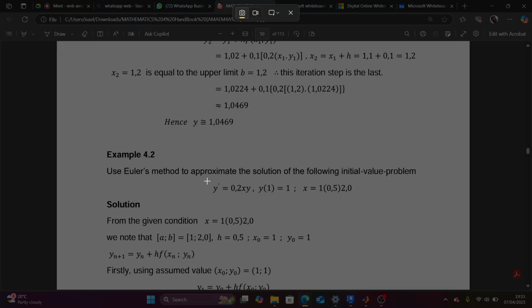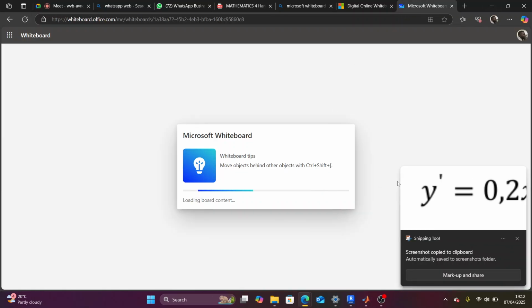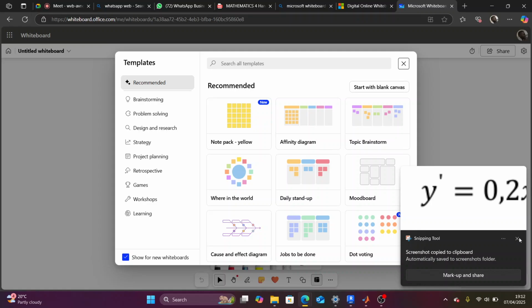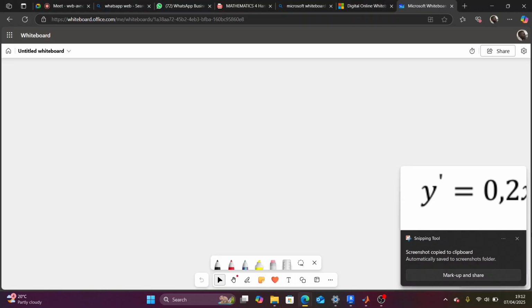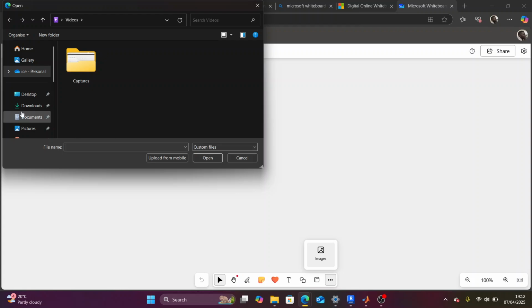Okay, let's look at this example. Euler's. Let's go. It's time to put the work in. Okay, Euler's method.